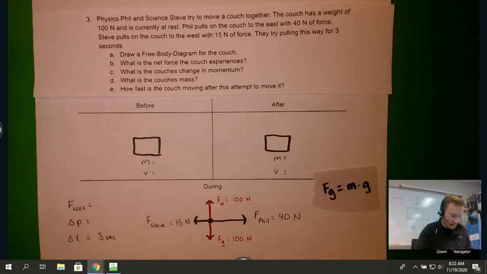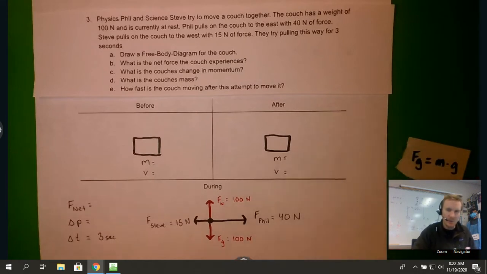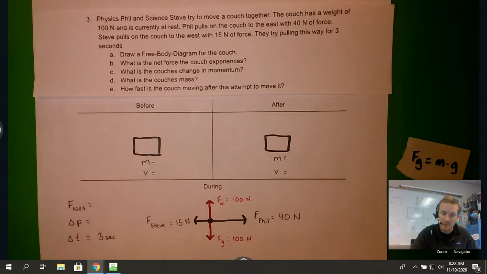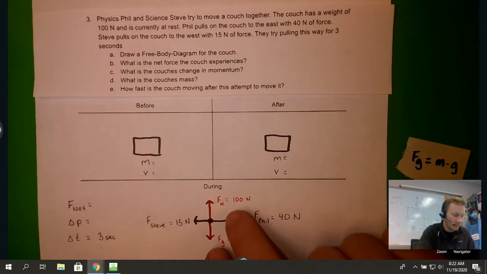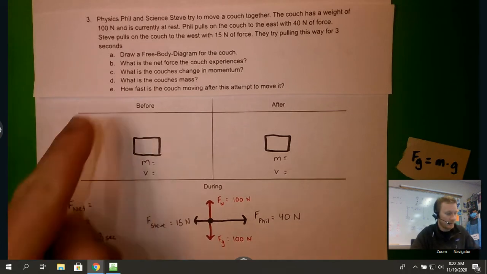Okay, so because weight is a force, the force of gravity, we're assuming our couch is on the ground, so it's also going to have a normal force or a support force in the equal and opposite direction. Okay, so I've drawn my normal force going upwards. So you'll notice that these guys are the same size, so they cancel each other out. So this can bring us to part B, right?